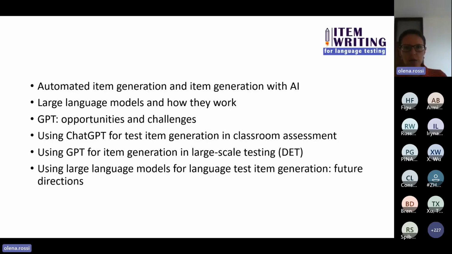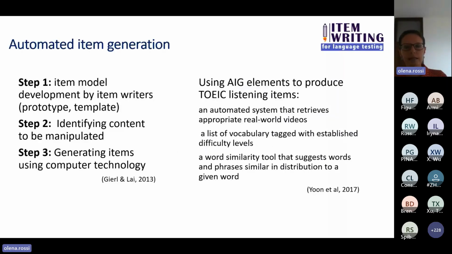Using AI for test item generation falls under the umbrella of automated item generation, and many call it AIG, automated item generation. Automated item generation has been around for a while, at least 20 years, and in essence, it consists of 3 steps. Step 1, item writers develop an item model, which is also referred to as a template or prototype.